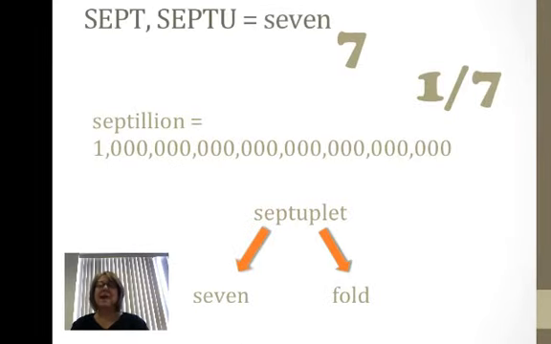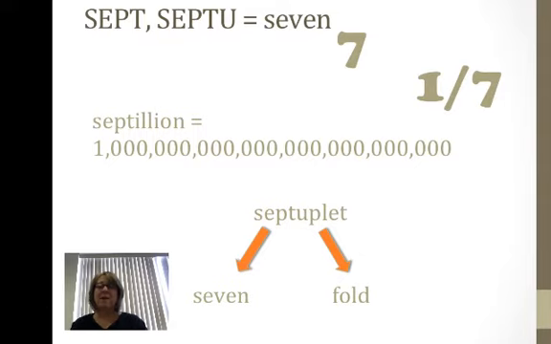Now we're going to look at sept, or septu, which is 7. So again, more number words this time. Or it means 1/7. So if sextillion had 18 zeros after it, septillion has 7 groups of zeros after those initial 3. So 21 zeros after the initial 1,000.